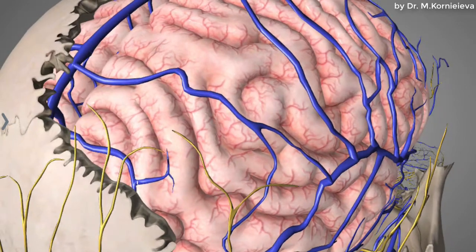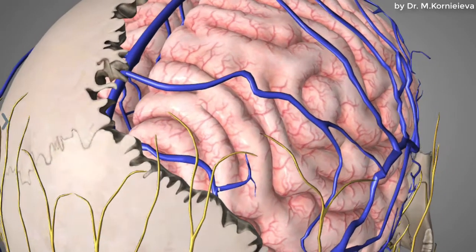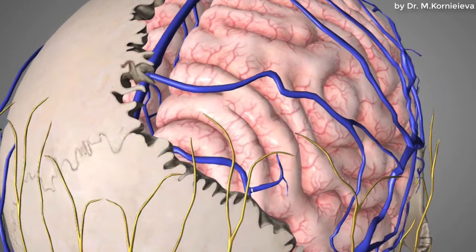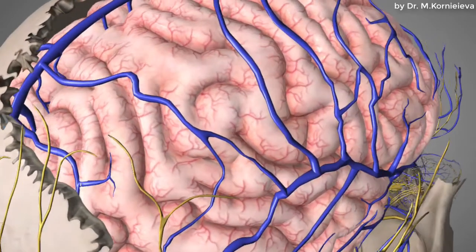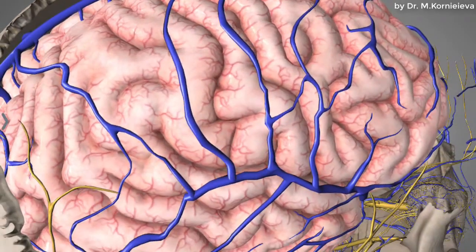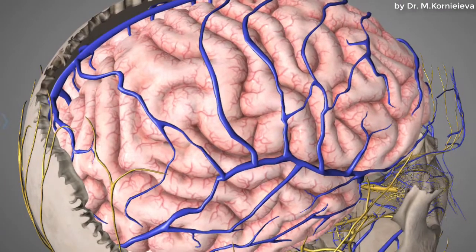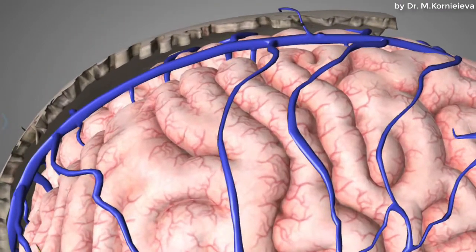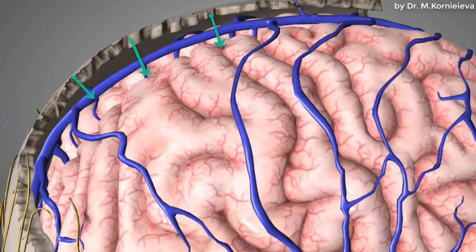The veins of the brain have no muscular tissue in their very thin walls, and they possess no valves. They emerge from the brain and lie in the subarachnoid space. Then they pierce the meningeal layer of the dura and drain into the cranial venous sinuses.